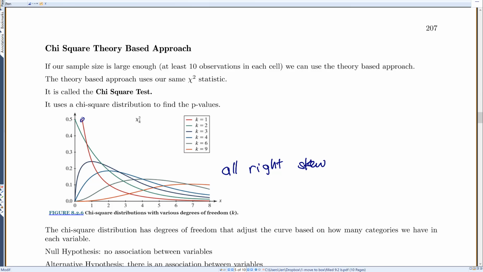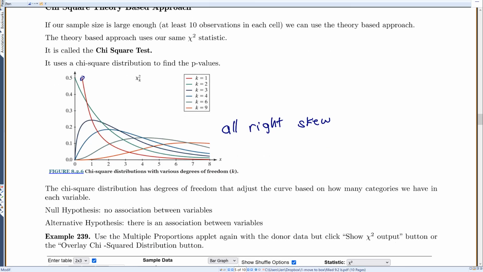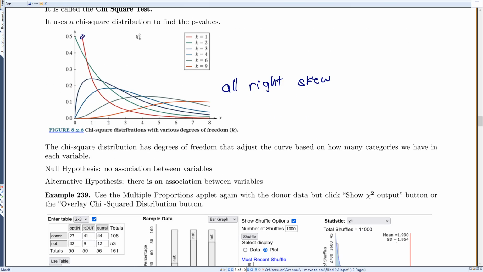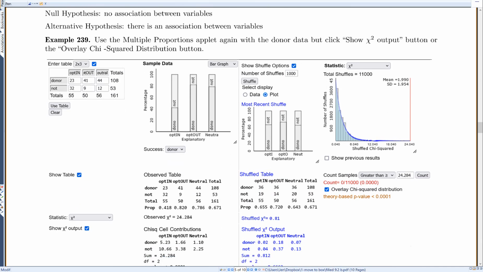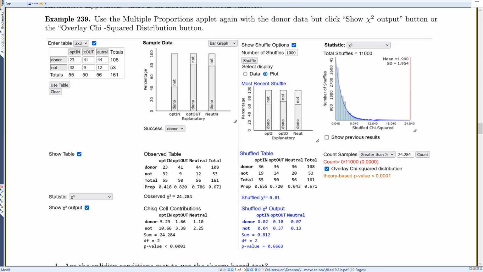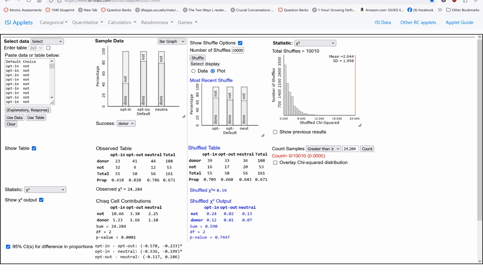We need those degrees of freedom to adjust our curve based on how many categories we have in each variable. And as always, our null hypothesis is that there's no association between the variables. The alternative hypothesis is that there is an association between variables. So let's go back to our example. We're going to use the applet again, but we can click the show chi-squared output right here. Or we can come over by the simulation and click this overlay chi-squared distribution, and it will draw the curve over it for you. Notice how well that curve fits our simulation.